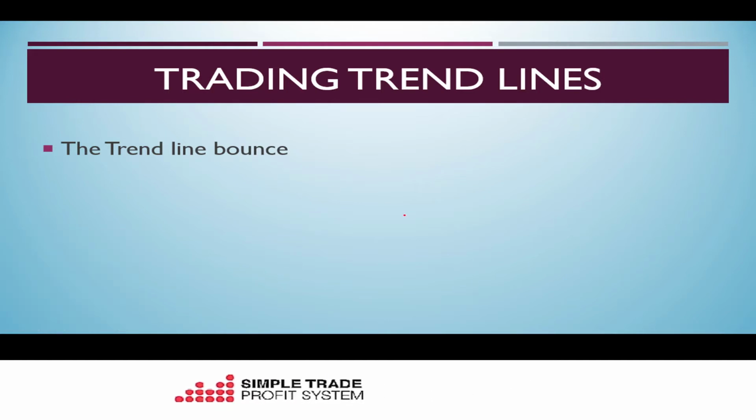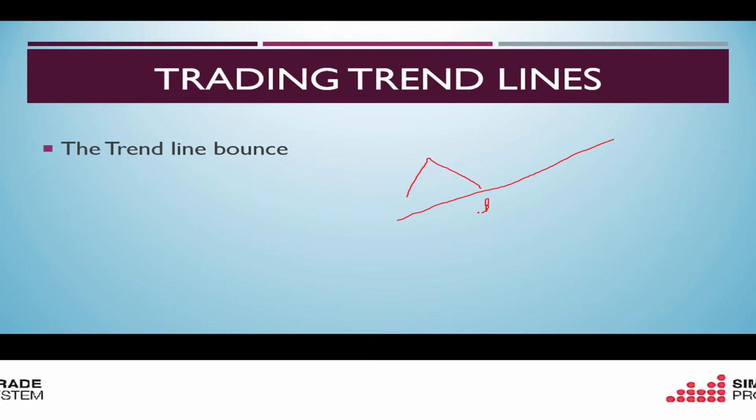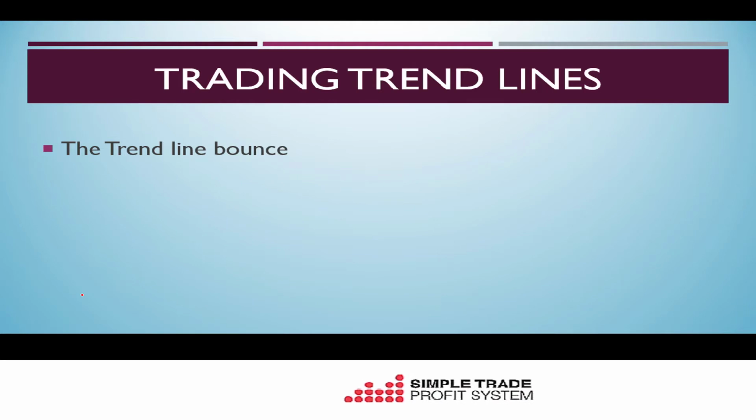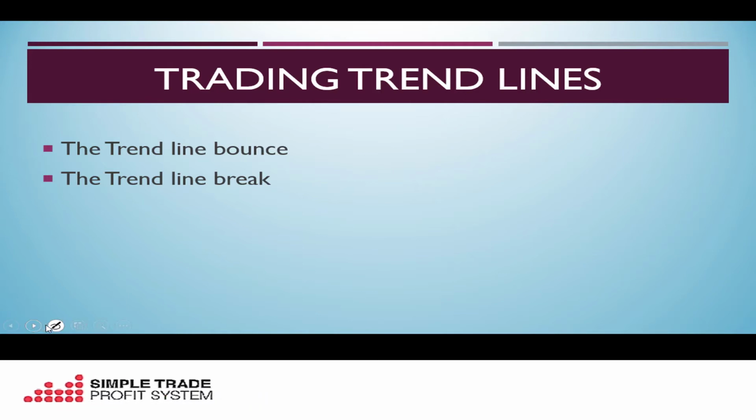That is, as we kind of seen there, if you have a trend going up, price comes up, comes back down, you put your buy in here and you're trading the bounce off the trend line. That's one way you can trade them. The other way you can trade them is a trend line break. And I'm going to show you this on the chart in a minute.